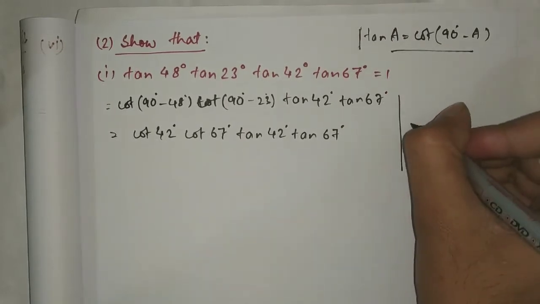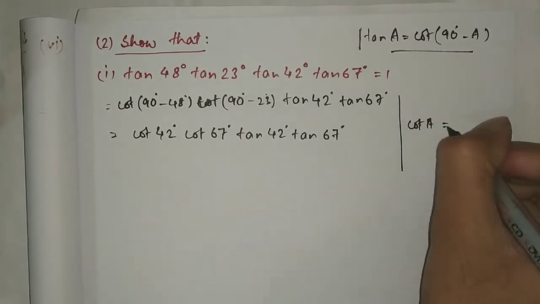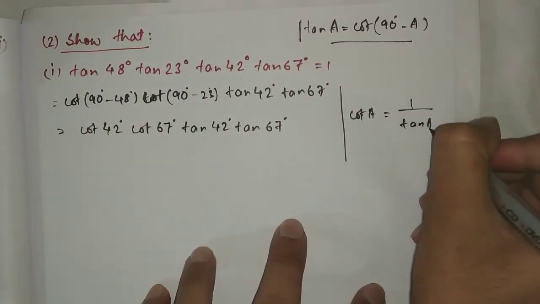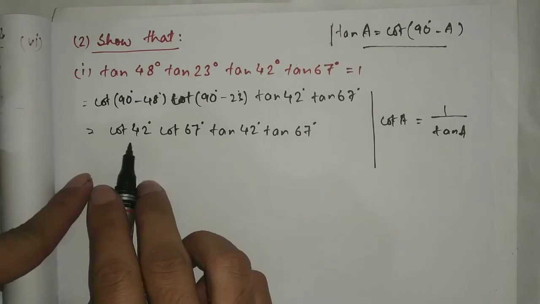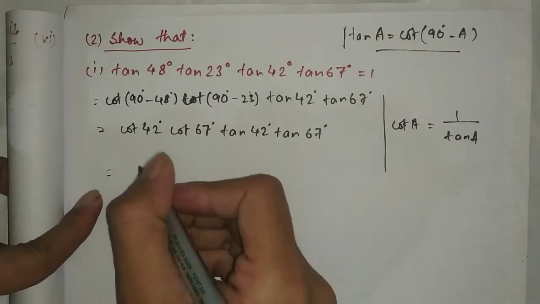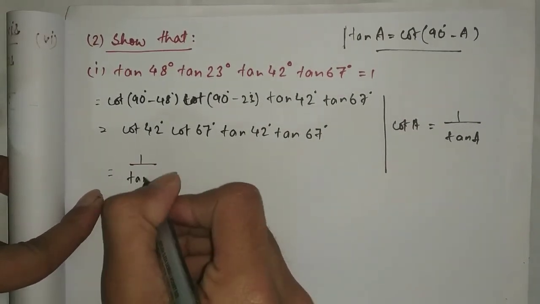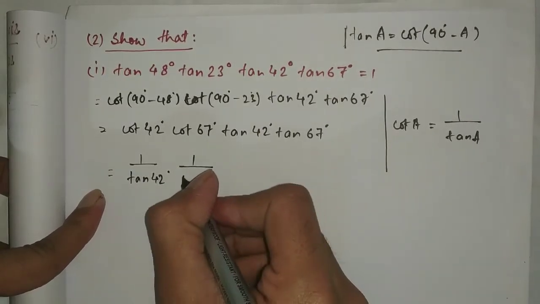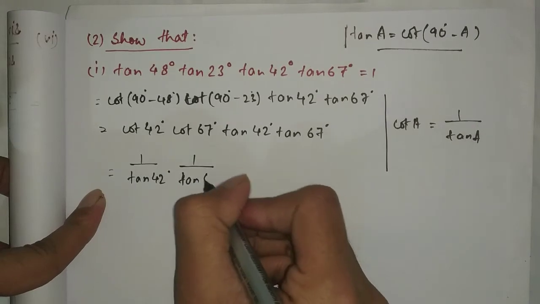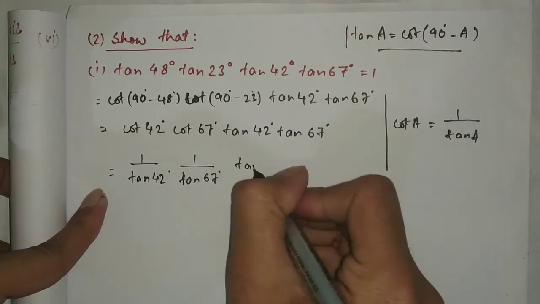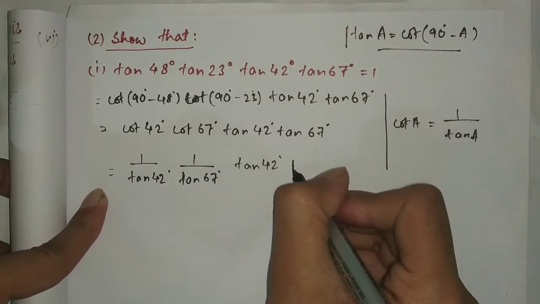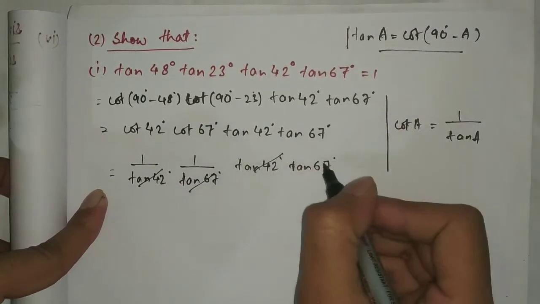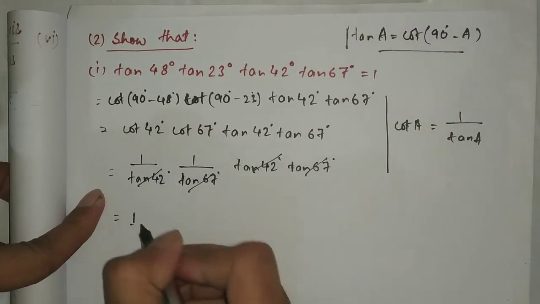Also we know another formula, that cot of A is equal to the reciprocal of tan of A. So in place of cot of 42, we can write 1 by tan 42, and in place of cot 67 we can write 1 by tan 67, and we keep these two same. So this and this get cancelled out and we remain with 1.